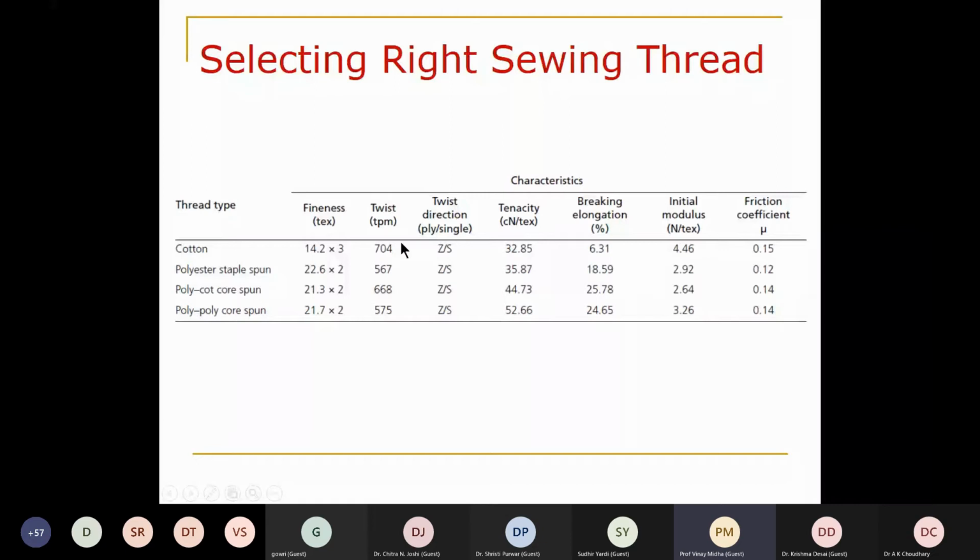So depending upon our requirements, we can choose out of these particular types of sewing threads. Then the friction amount we can see: the friction is more in the case of the cotton sewing threads as compared to the polyester staple spun and the polyester core spun. The initial modulus, as I talked earlier, in cotton is higher, and this is good for clear loop formation, whereas in polyester staple spun and the core spun, the modulus is lower. And because of that, the clear loop formation is comparatively lesser than the cotton threads.